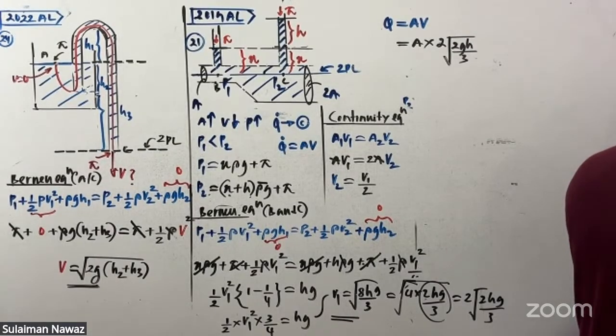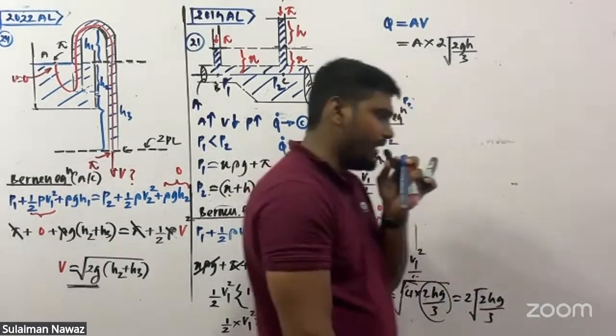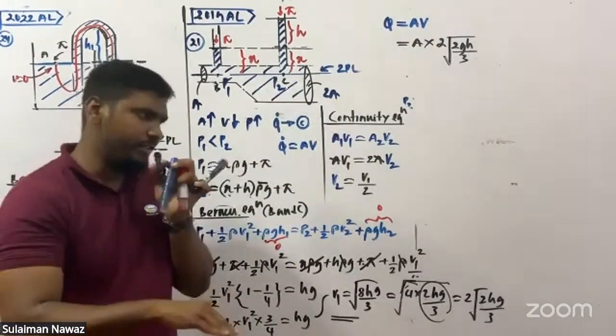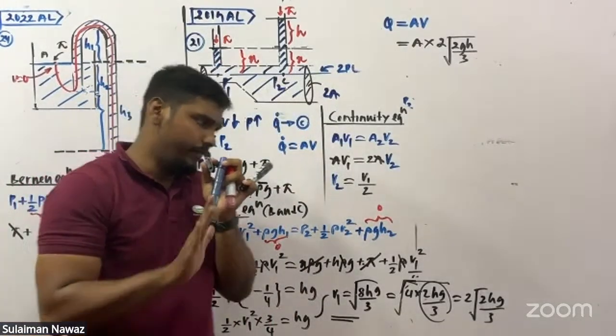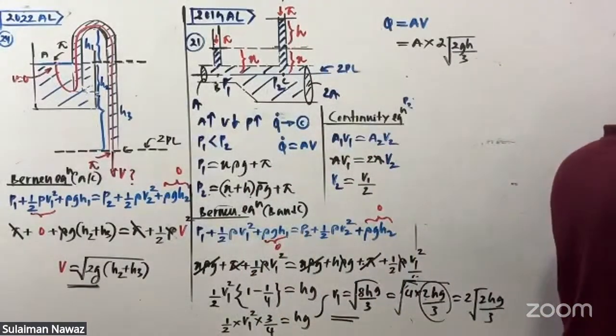And time is almost at 55. We'll do one last question, 18, and then we'll do the break now. We start again at 7 o'clock.